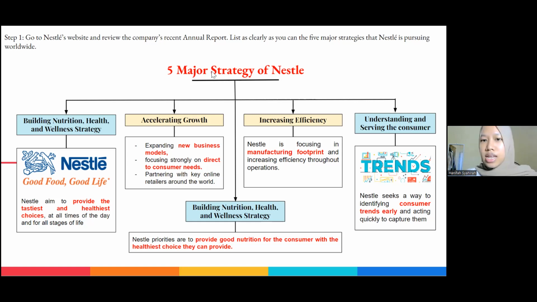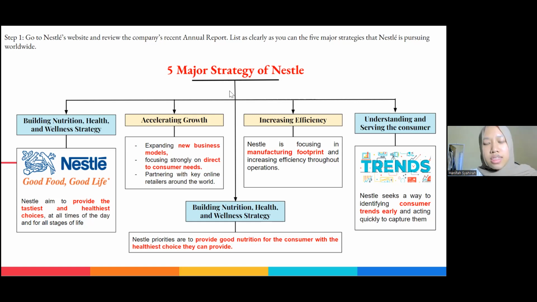And the third strategy that Nestle did is building nutrition, health, and wellness. I mean, providing good nutrition for the consumer. And the fourth is increasing efficiency. It means that in Nestle, they are more focused on manufacturing footprint. So what is the manufacturing footprint here? It means that during manufacture, they try to make the operation as efficient as it can be. So it means that it can cut down the cost, it can cut down the time. And the fifth major strategy of Nestle is understanding and serving the customer.